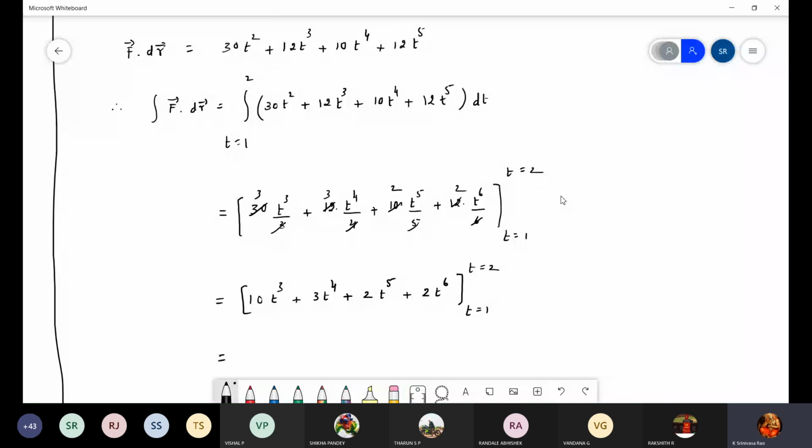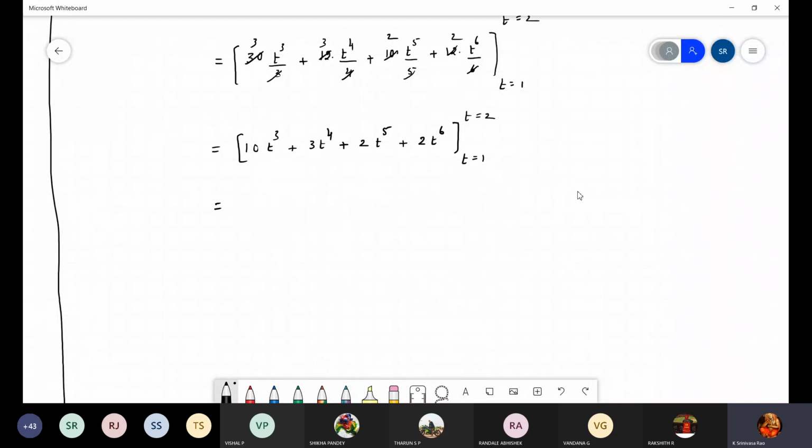Upper limit: 10 into 2 cube plus 3 into 2 power 4 plus 2 into 2 power 5 plus 2 into 2 power 6. This is upper limit minus lower limit. For the lower limit, put t equals 1, whatever it is. 1 cube, 1 power 4, 1 power 5, 1 power 6, it is 1 only. Just 10 plus 3 plus 2 plus 2.